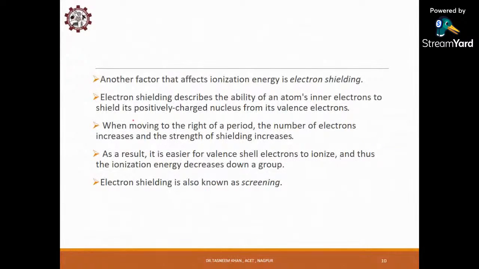Another factor which affects the ionization energy is the electron shielding effect. So what is electron shielding? ये मैंने आपको कल भी बताया था. It is the ability of an atom's inner electrons to shield its positively charged nucleus from its valence electrons. So it basically weakens the force of attraction between the nucleus and the valence shell. While moving down a group, the number of electrons increases and the strength of the shielding also increases, right? As a result, it is easier for the valence shell electron to ionize. Thus, the ionization energy, you can say, decreases down a group. Electron shielding is also known as the screening effect.